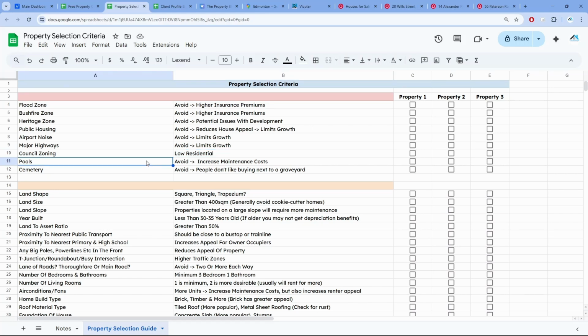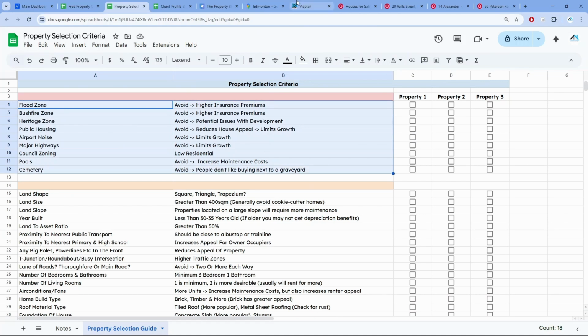Now, these two, me personally, I classify them as red flags. I hate pools and I hate buying near cemeteries, mainly because I don't want to buy next to a graveyard. And for pools, I don't want the increased maintenance costs. It's not worth a headache, in my opinion. When I buy property, I am an extremely selective person and I have very serious red flags and boundaries which I do not cross. That is my mindset when approaching it. So that's the red flags, but how do you approach that?